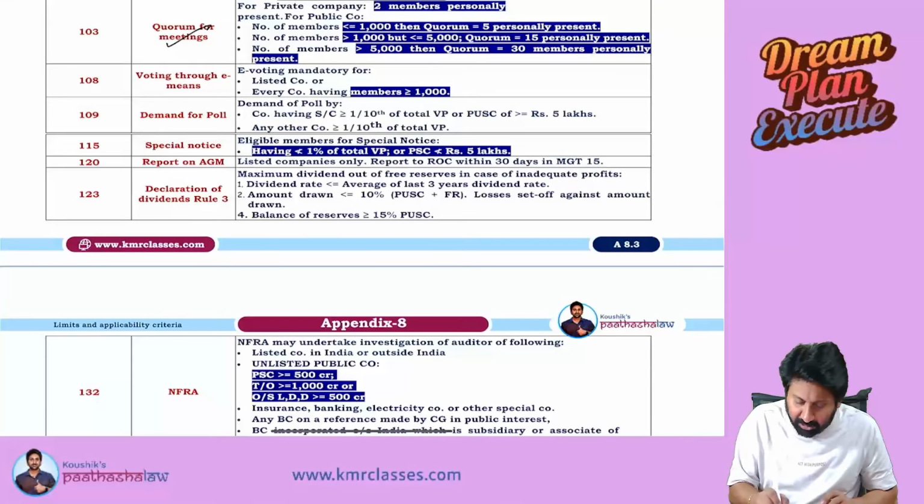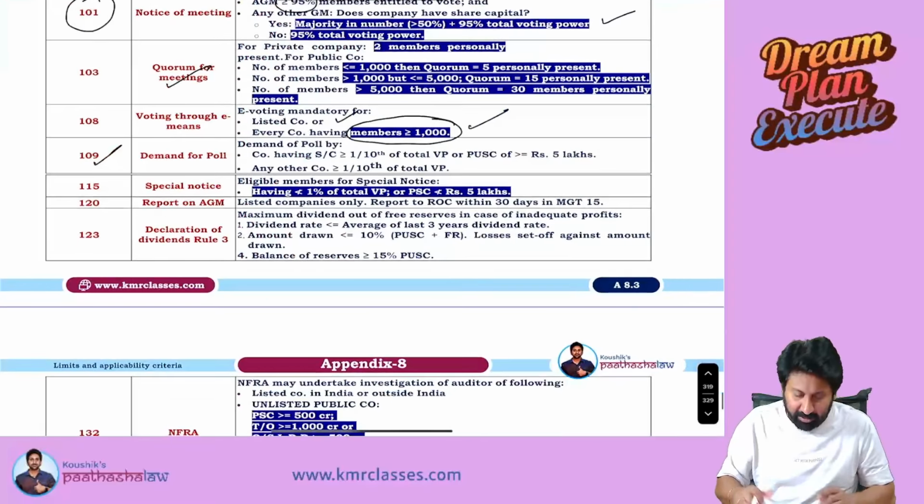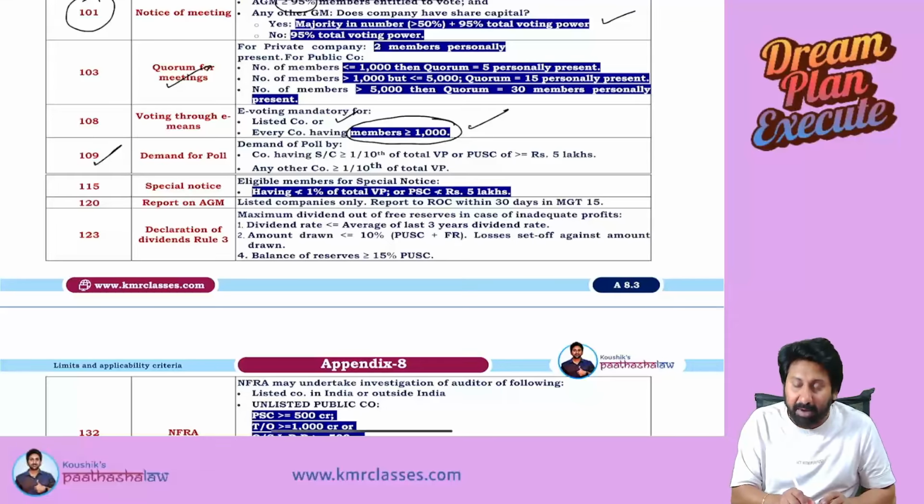And voting through electronic means: listed company and every company having more than or equal to 1,000 members. Demand for a poll. Okay. Let us see. Demand for a poll. Who can demand a poll?